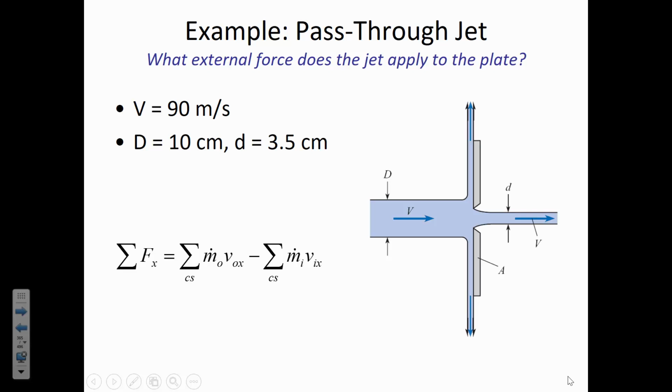So we'd be pushing on the plate to the left, but the question is asking what external force does the jet apply to the plate? So now the perspective is this plate, what reaction is the jet causing? So the jet's going to be pushing the plate to the right. So keep that in mind when you calculate the sum of the forces in the x direction.